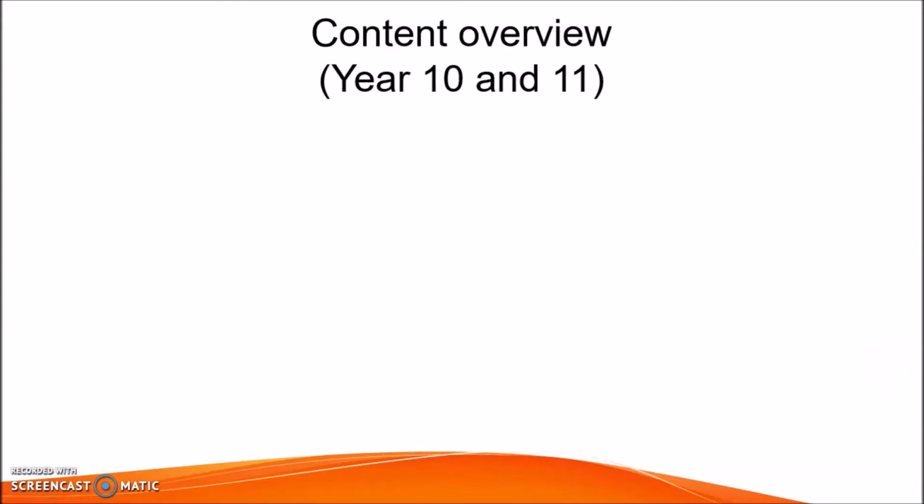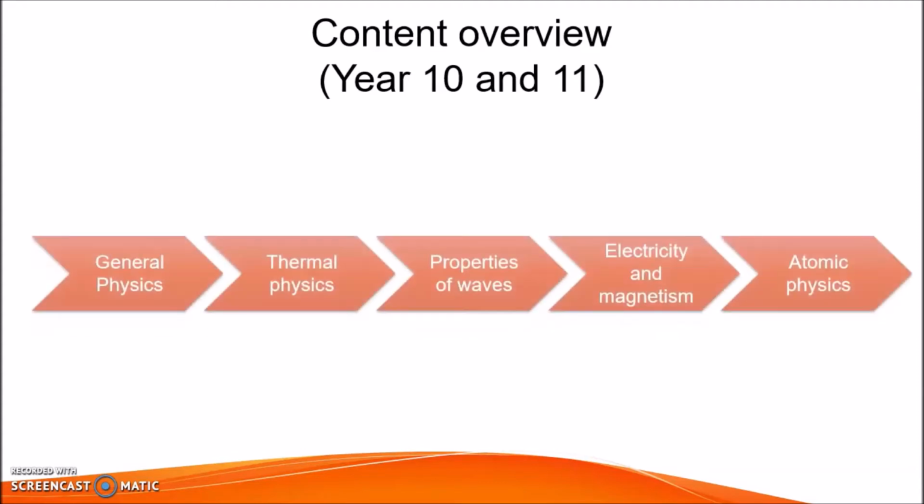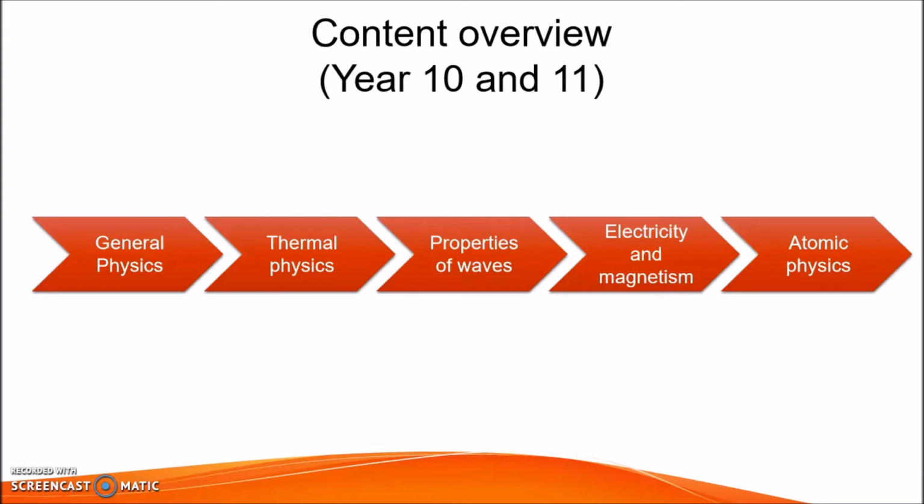Okay, now let us look at the content overview for Year 10 and Year 11. Basically, we have altogether 5 topics. Start with general physics is the first one. Second one is thermal physics. The third one is properties of wave. The fourth one is electricity and magnetism. And the last one is atomic physics.